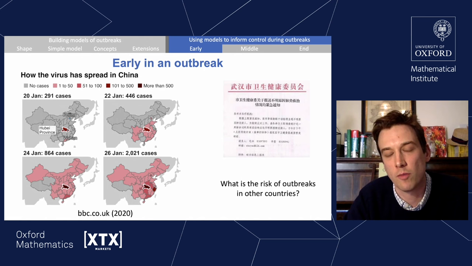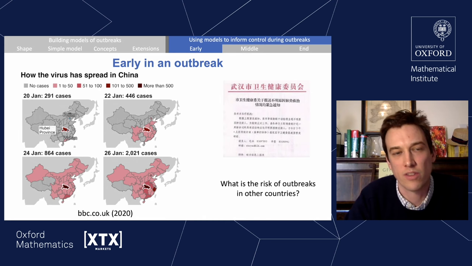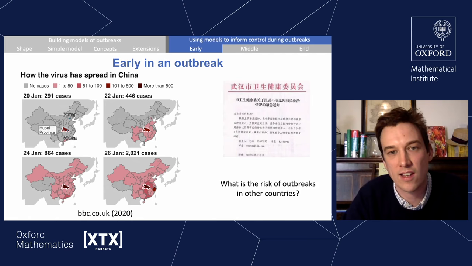What we saw as January this year went on is that the numbers of cases started to accumulate within China. On the 20th of January, there were 291 reported cases. Only a couple of days later, there were already 446 cases. And by the 26th of January, there were over 2,000 reported cases. So the question that I wanted to answer as the outbreak was spreading within China is, what is the risk of getting outbreaks in other countries? How likely is it that we see an outbreak like the one we're seeing in China, but in the UK?